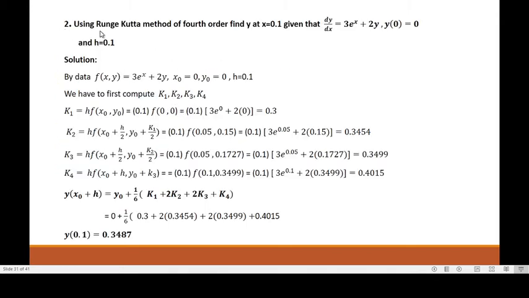So now see the second problem. Using the RK method of fourth order, we have to find out y at x is equal to 0.1, given that dy by dx is equal to 3 e power of x plus 2y, y of 0 is equal to 0 and h is equal to 0.1. So the initial values are x0 is 0 and y0 is 0, and we have to calculate y at x is equal to 0.1. Here f of x comma y is 3 e power of x plus 2y.